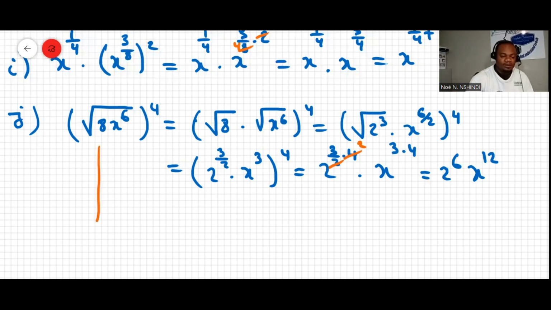From here, 8 is a cube number. So we can say 2 to the power of 3 times x to the power of 6, which can be written as x to the power of 3 to the power of 2. Okay, we can write x to the power of 6 like that.